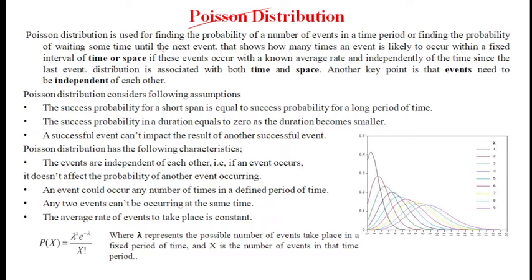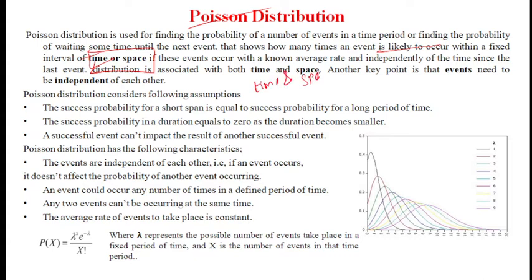That shows how many times an event is likely to occur within a fixed interval of time or space. This Poisson distribution helps to find out the waiting time and or space if these events occur with a known average rate and independently of the time since the last event. The Poisson distribution is associated with both time and space. Here the time and event are independent of each other.